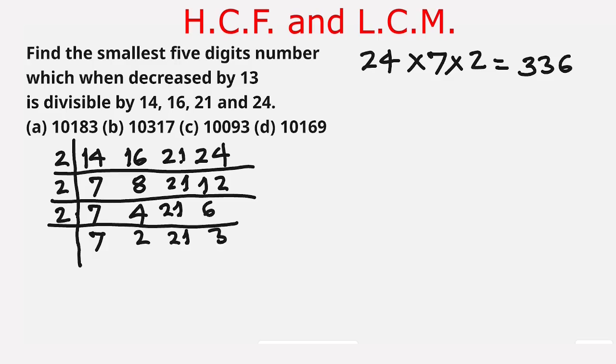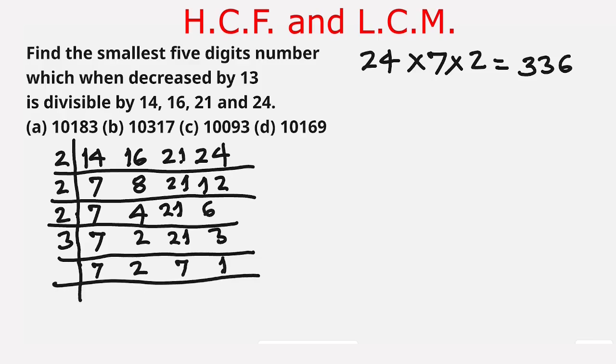Now 2 numbers are divisible by 3. So we divide these numbers by 3. We write 7 as it is, 2 as it is. 3 divides 21 for 7 times. And 3 times 1 is 3. Now we divide these numbers by 7. 7 divides 7 for 1 time. We write 2 as it is. 7 divides 7 for 1 time.